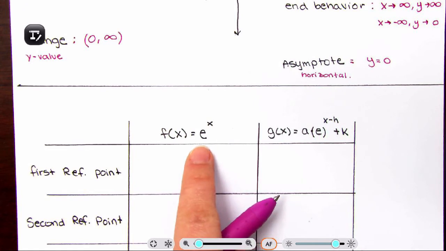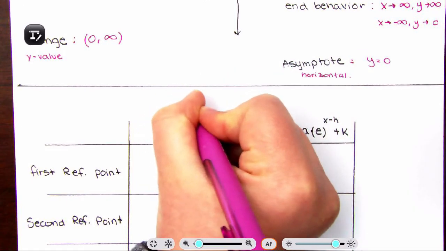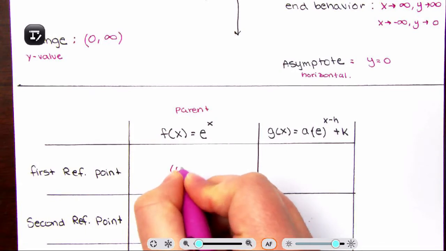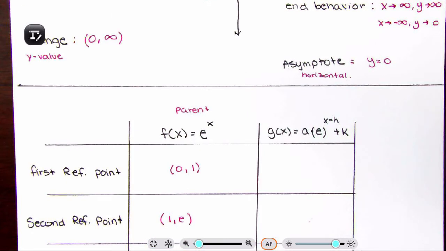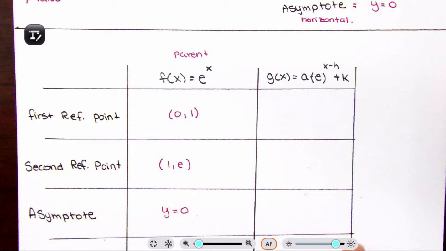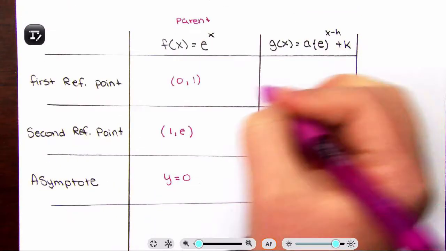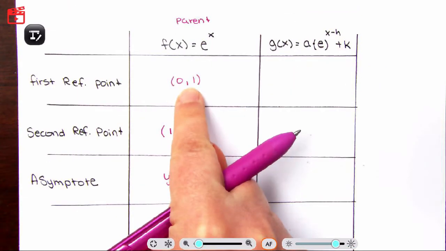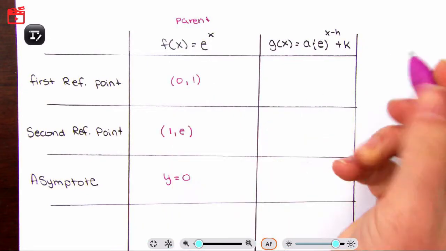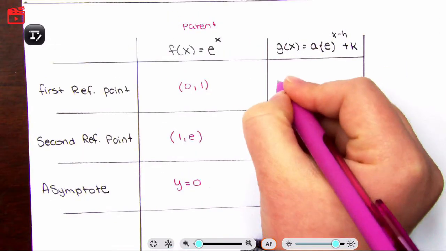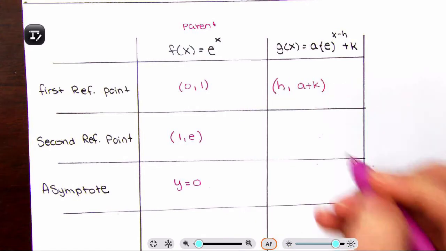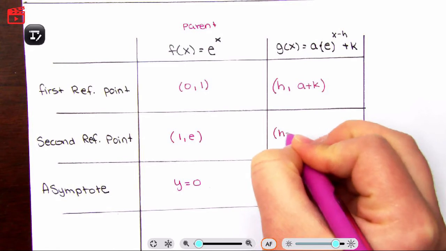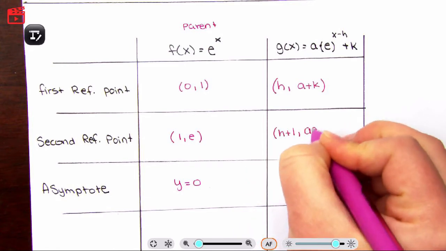Let's talk about our parent function here. This is our parent. Again, our first reference point was 0, 1. Our second reference point was 1, e. Our asymptote was y equals 0. Let's talk about our transformations. So our first point is no longer at 0, 1. Our first point is at h, a plus k. That should be familiar. Our second point is at h plus 1, a e plus k.